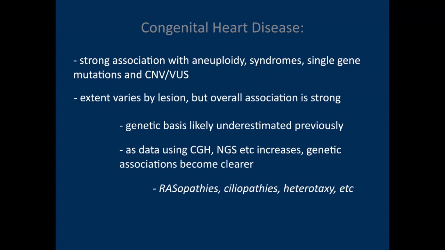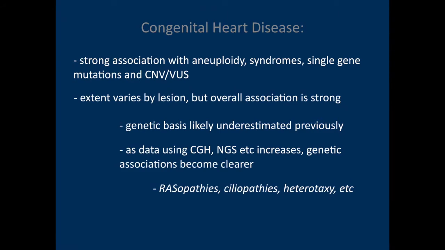So congenital heart disease as an entity is really known to have a fairly strong association with aneuploidy syndromes, single gene disorders, as well as copy number variants or variants of uncertain significance. Now, the extent to which this association exists obviously differs by lesion, but overall the association is strong. And this association actually gains strength as our ability to do more refined genetic testing increases.